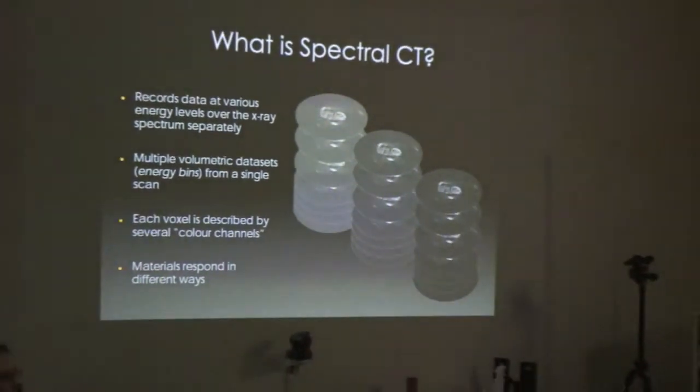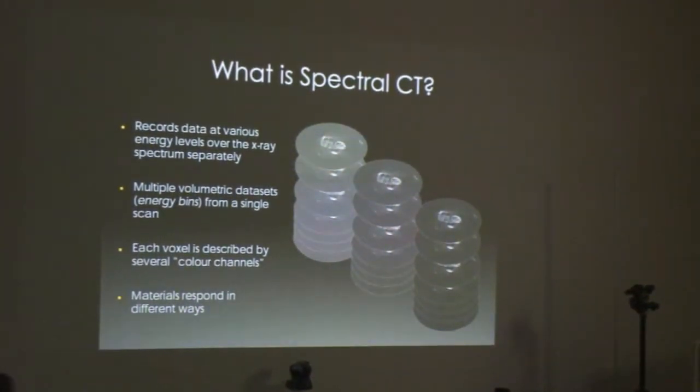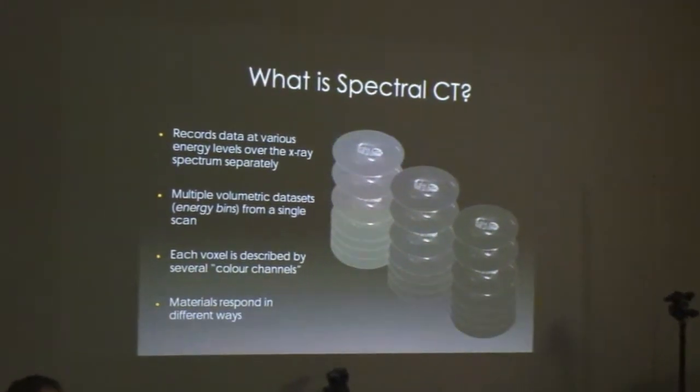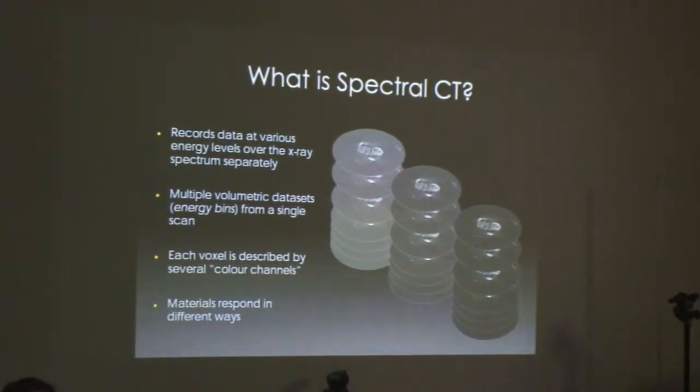Basically, spectral CT measures different sub-ranges over the whole X-ray spectrum. So think of them as color channels in photography. So these might be your red, green, and blue channels. And they will all have slightly different information about what's inside the object being scanned.